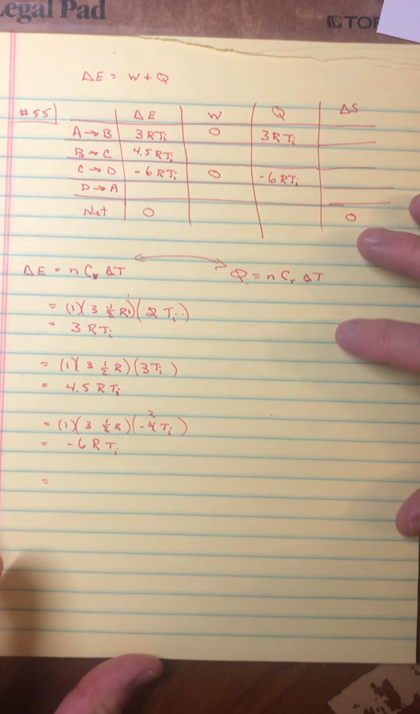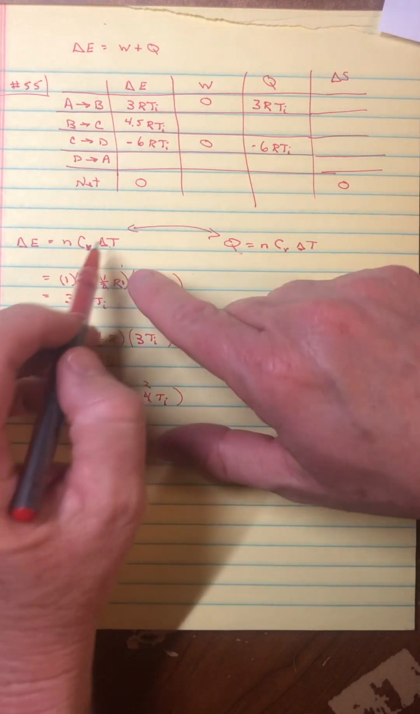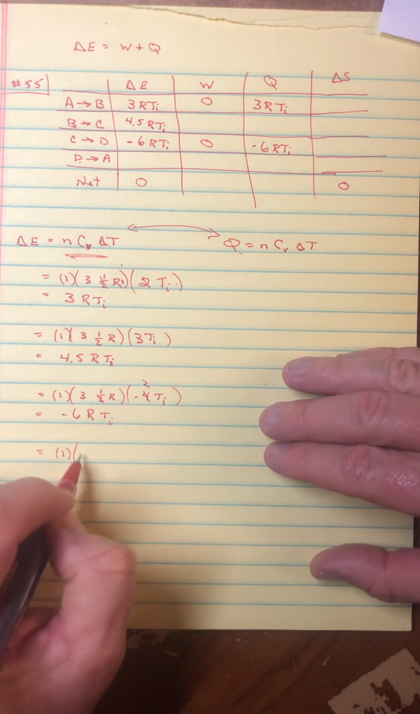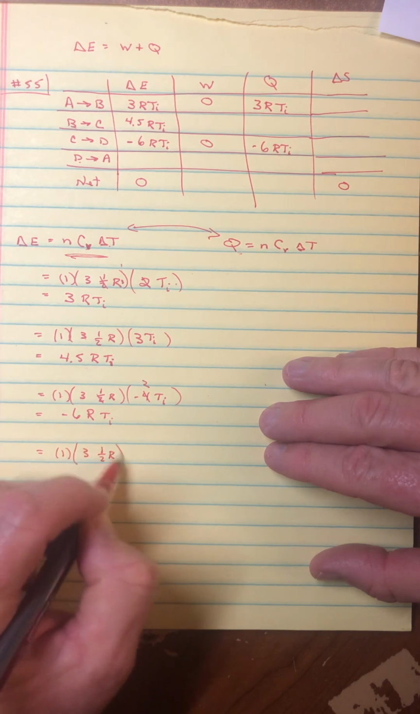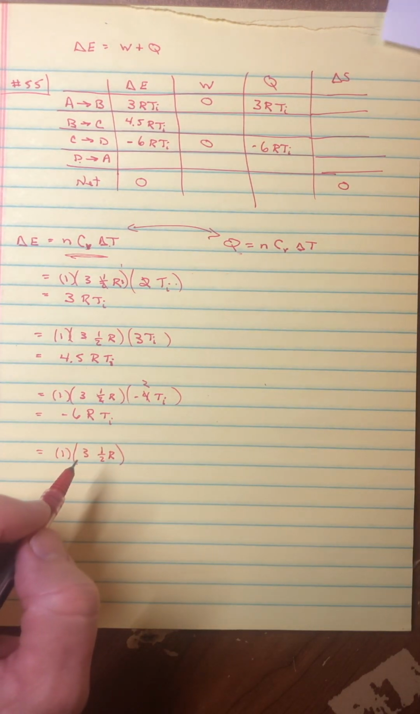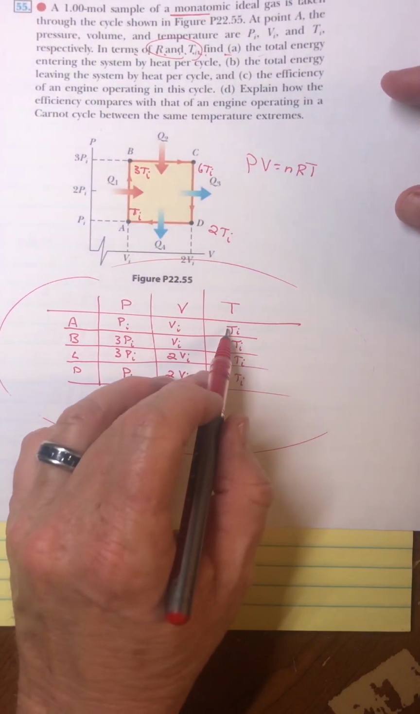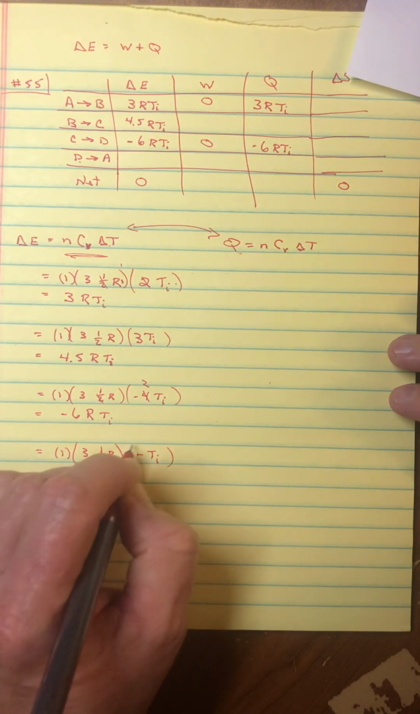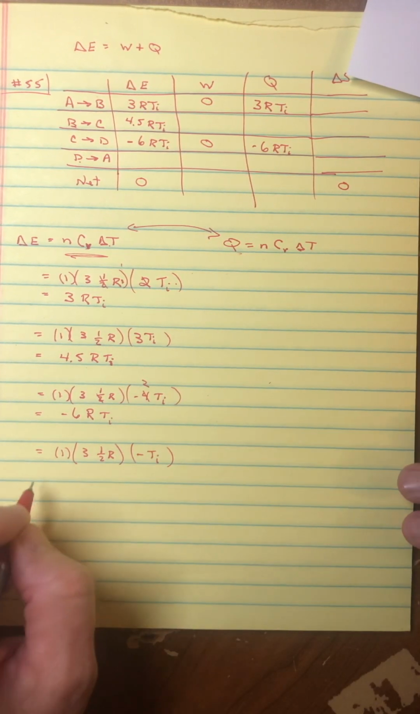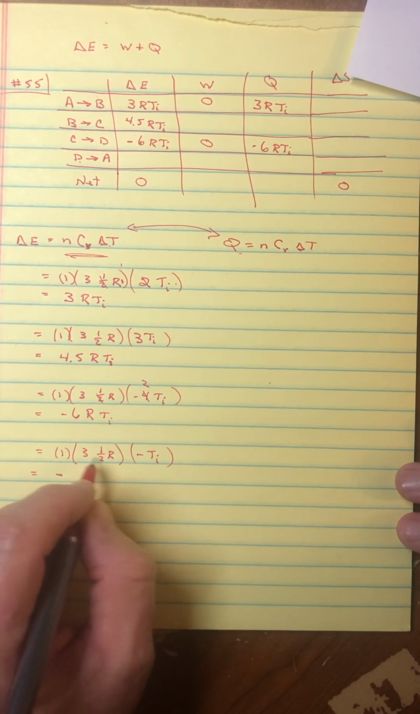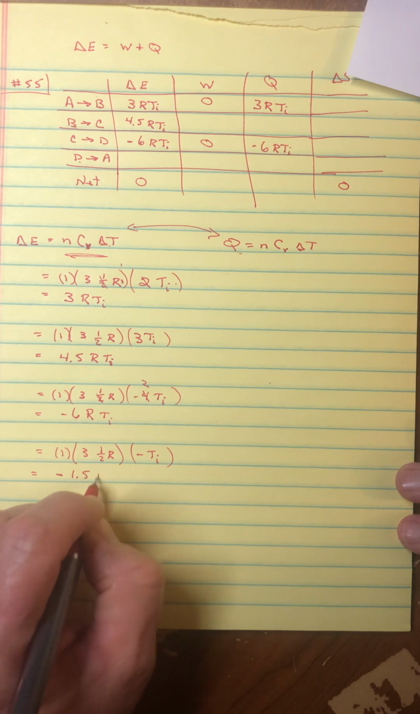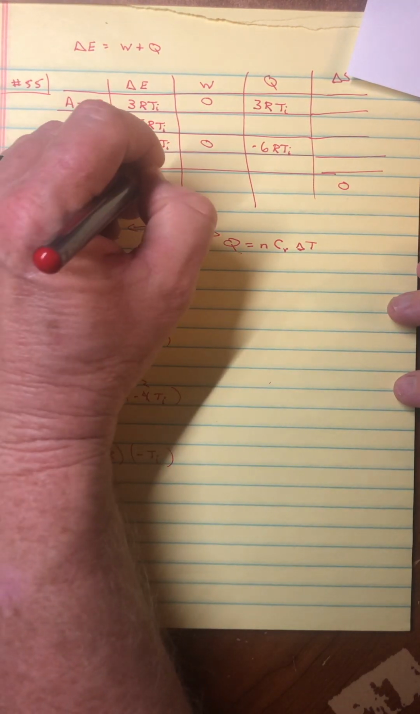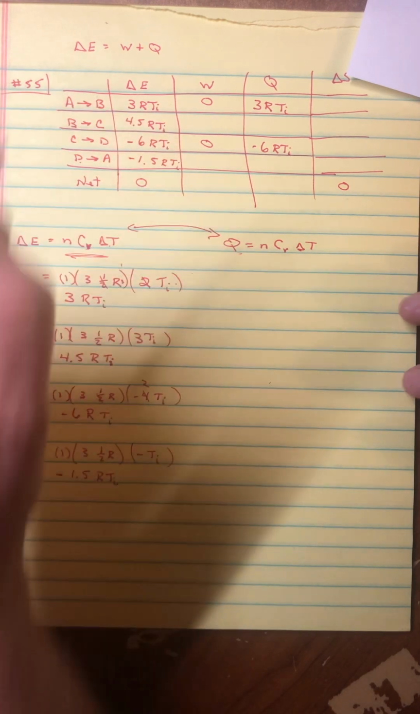All right, and so now if I apply this same formula from the D to the A, again it'll be a 1, it'll be a 3/2 R, and I take the temperature at A, which is T1, minus D, which is 2, and leaves me a minus T1. And then that's a minus, and it looks like I get a 1.5 RT1. Okay, so minus 1.5 RT initial.